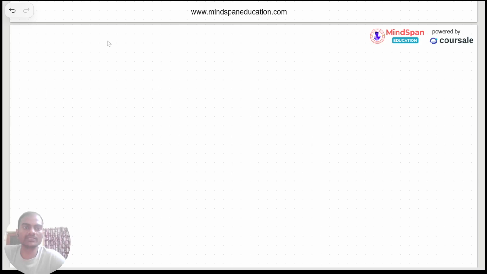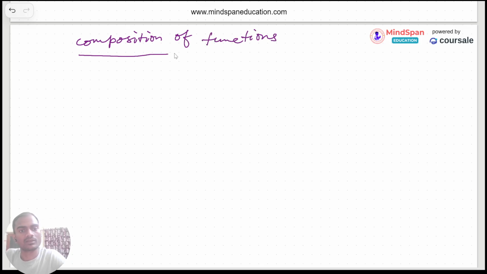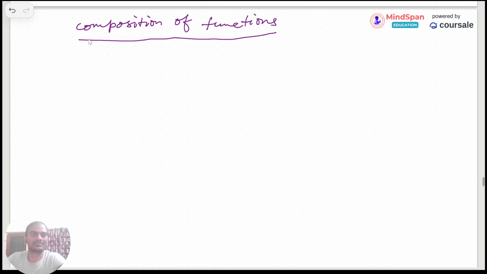Now we will move to the next topic. Our next topic is composition of functions. The more popular names are fog, gof, fof, all those things that we know these functions by.